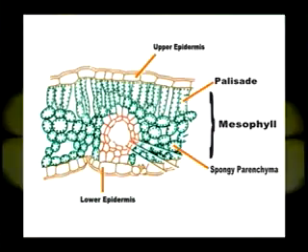Vascular bundles in this leaf are embedded in the mesophyll tissue. They are concentric in nature, which means that the xylem is surrounded by phloem.